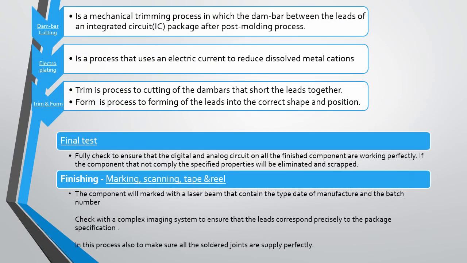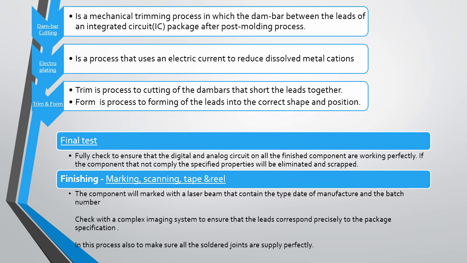Hi, I'm Muhammad Faiz. In this part, there are certain processes like timber cutting, electroplating, trim and form. This is a process that needs to be followed and is a very important process to make sure the component will be made perfectly and can pass the final test. If not, if it does not follow the specs that have been provided, the component will be eliminated and lastly will be scrapped.